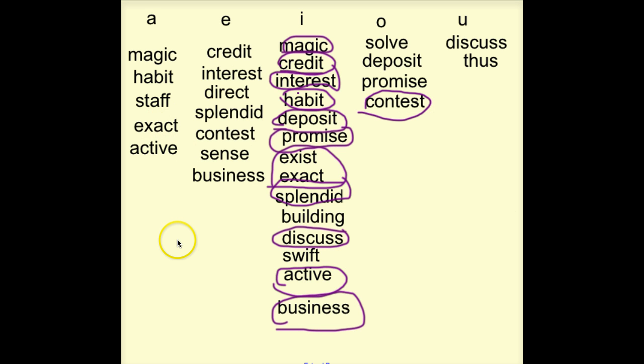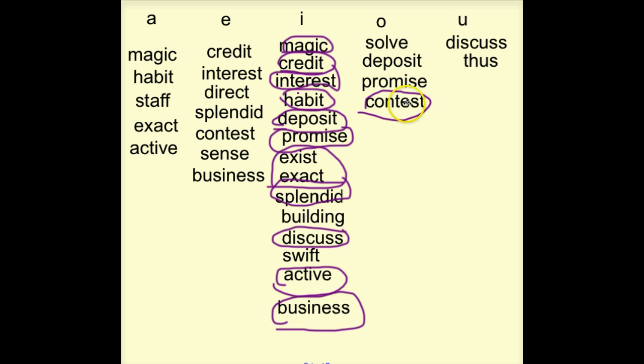All right, if you sorted them, this is how they should line up. In the short A column, you could have had magic, habit, staff, exact, and active. In the short E column, credit, interest, direct, splendid, contest, sense, or business, okay? A lot of the words that were in the short A column or short E column also had a short I vowel sound in it. Magic could appear here. Habit could appear in the short I column as well. Active could appear in the short I column as well.